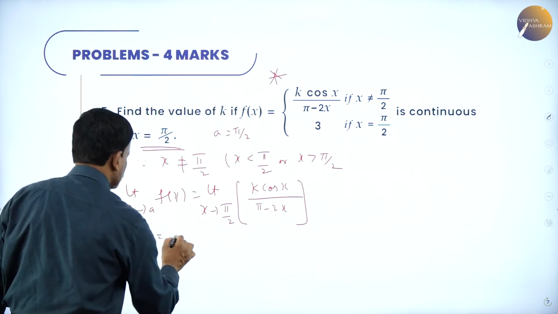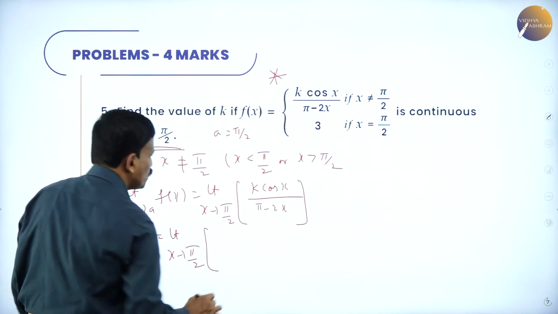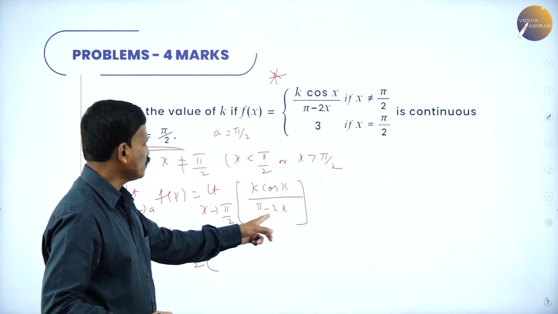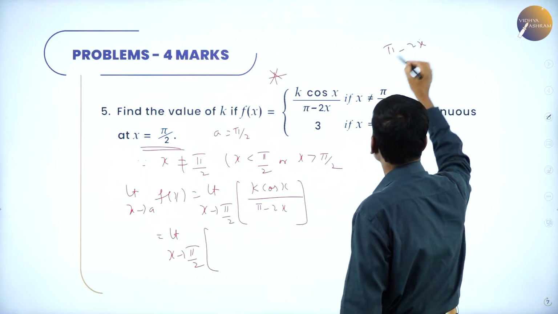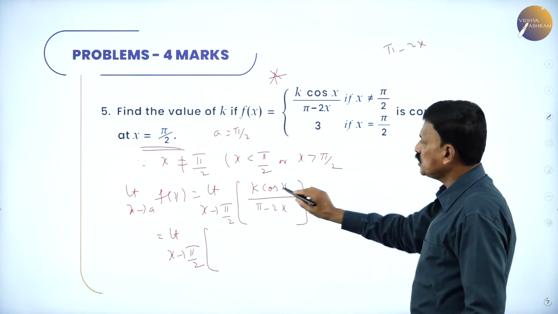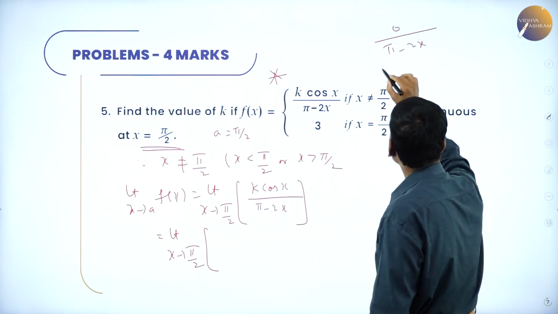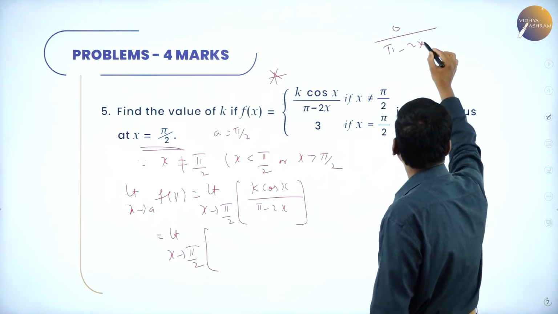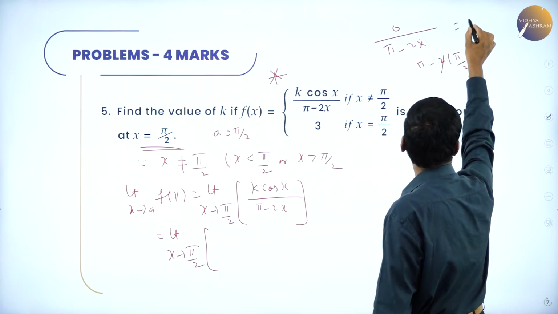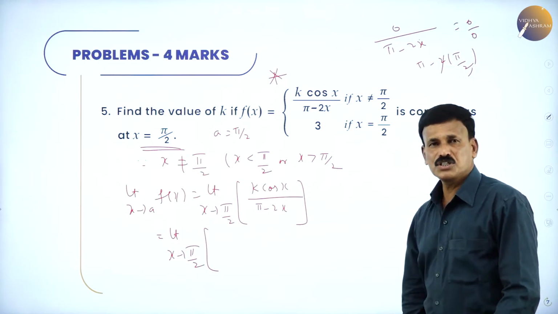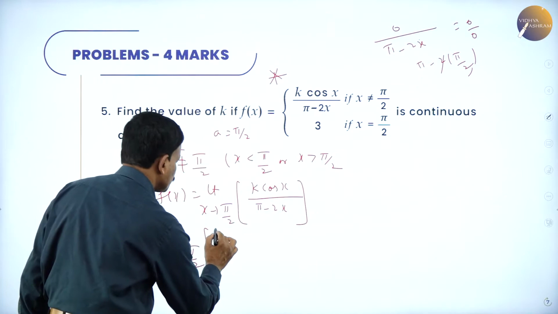So this is equal to limit x tends to pi by 2 of, suppose if I put x is equal to pi by 2, what happens in the denominator? So pi minus 2x. In the numerator, k into sin 90, cos 90 is 0, you will get 0 in the numerator. In the denominator also, if I put x is equal to pi by 2, then pi minus 2 into pi by 2, this gets cancelled. Again, in the numerator and denominator 0, you will get 0 by 0, which is an indeterminate form. So therefore, let us convert this.